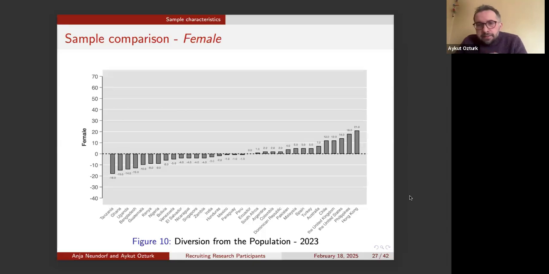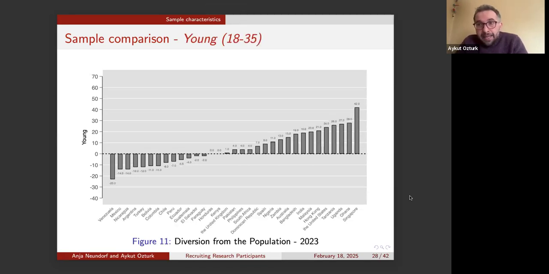And also, the biases are distributed more or less equally across countries, which means that in some countries we over-recruited men, and in some countries we over-recruited women. If we wanted to recruit only male or only female respondents, we would be able to do that as well. So in terms of gender categories, I think we did a good job.